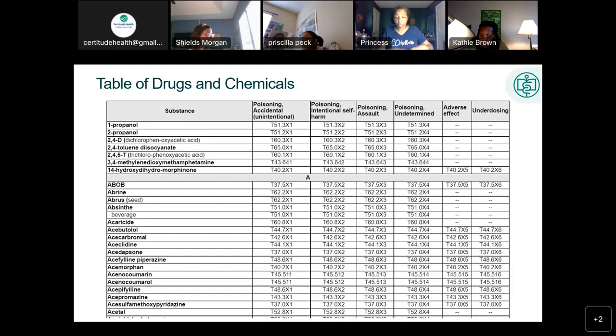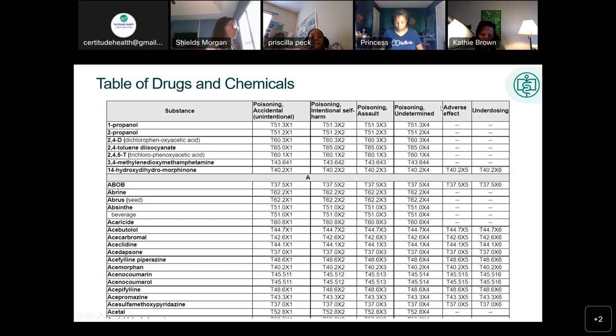So poisoning could be unintentional, I've accidentally taken two muscle relaxers or two blood pressure pills or two vitamin D pills because they all look alike. So something happens, right? But intentional poisoning with the intent to do self-harm would be obviously a suicide attempt. And then poisoning by assault would be like somebody slipped you a roofie at the club. That would be poisoning by assault.